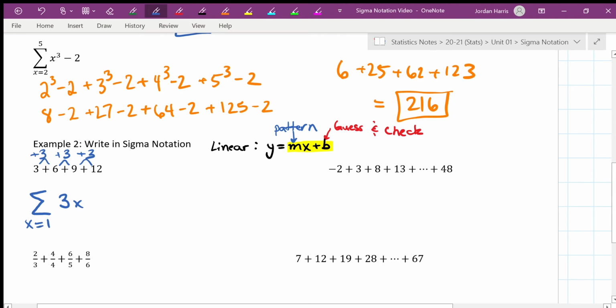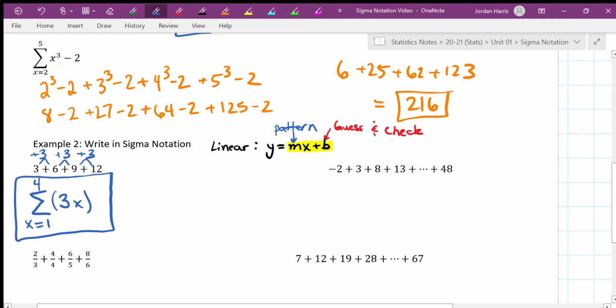Then I'd plug in the next number, which would be 2. 3 times 2 is 6. That's good. Then I plug in the next one. 3 times 3 is 9. That's good. And I plug in the last one. 3 times 4 is 12. So I'm going to end at 4 because when I plug in 4 to my formula, that gives me the last number. Once I'm done, I'll put it in parentheses so I remember that that's the formula. And we have it.